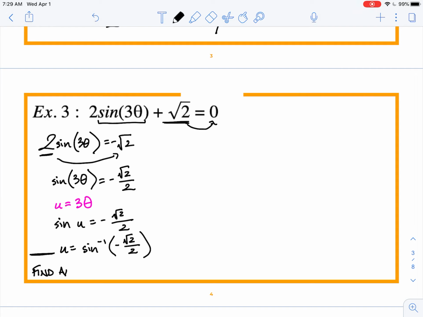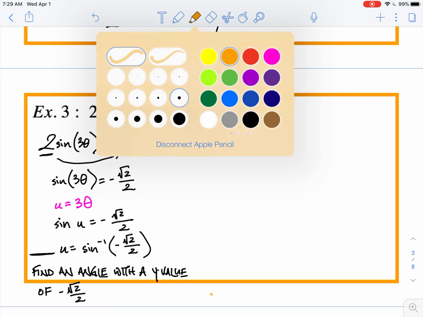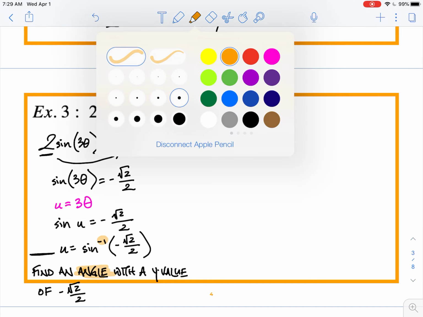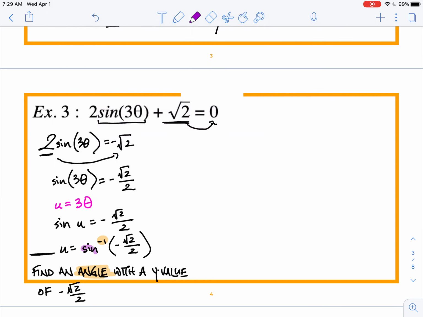Okay, now what this is saying is find an angle with a y value of negative root 2 over 2. And again, if I break that down, this part says find the angle. This part, sine, says find the y value. And negative root 2 over 2 is the coordinate that I'm looking for.